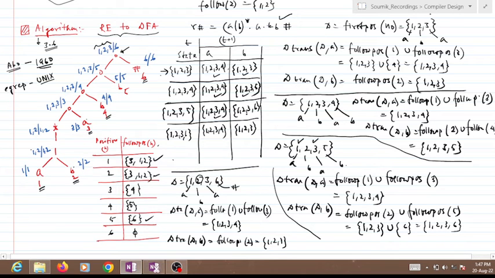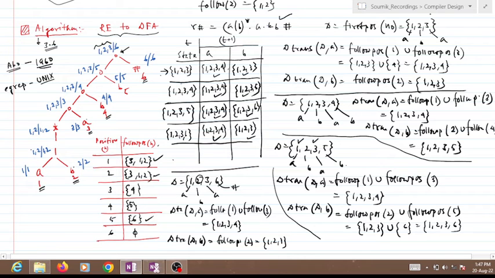Now see, 1 2 3 6, the transition for this state is completed. 1 2 3 4, the transition for this is computed here. So this is done. 1 2 3 is also computed. So this is done. Now there are four different states.